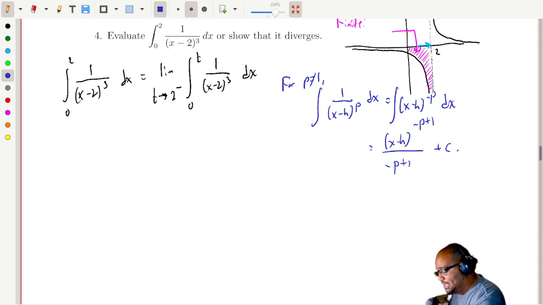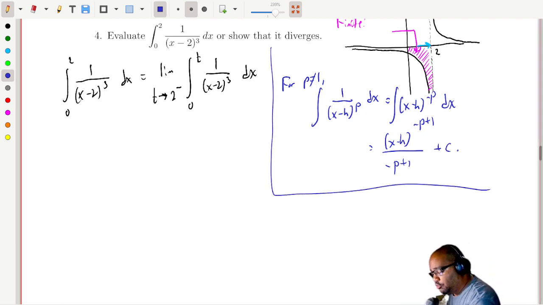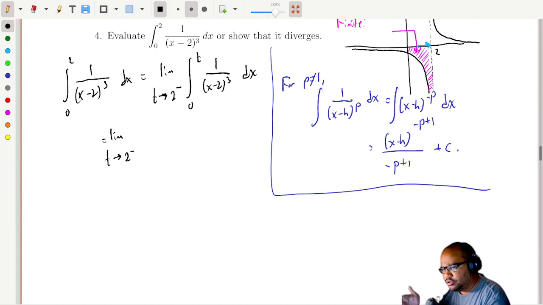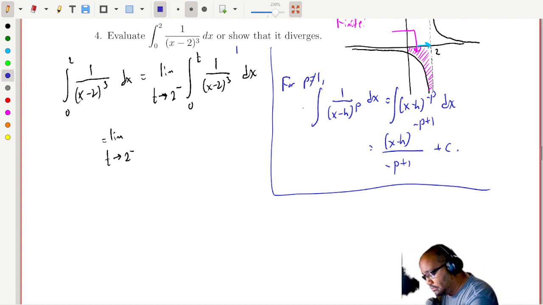So we have this base integral. That's exactly the result we're going to use here. We have the limit as t approaches 2 minus of, well, we're going to add 1 to the exponent. I'm going to skirt some steps here. So p here is equal to 3. I'll write that here just for us. p is equal to 3.